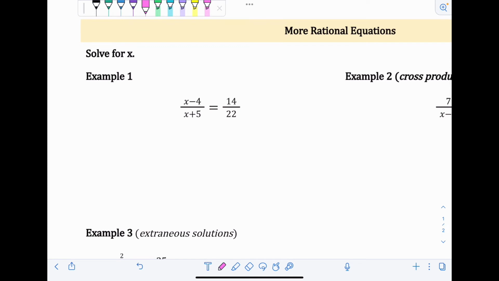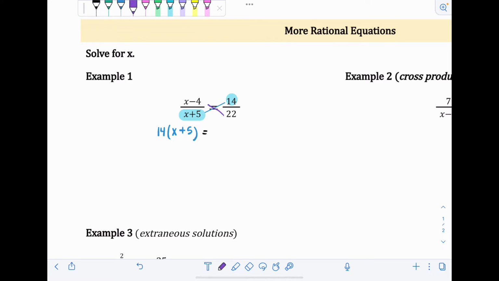So example 1, solve for x. x minus 4 over x plus 5 equals 14 over 22. We still take the same exact approach. We still want to cross multiply. So the first diagonal, x plus 5 times 14. I'm just going to write that out. I'm not going to worry about multiplying it yet, but I'll do 14 in front because I'm going to have to multiply by the entire x plus 5. So I have to put that x plus 5 in parentheses.